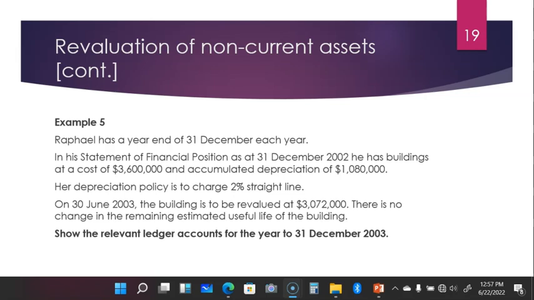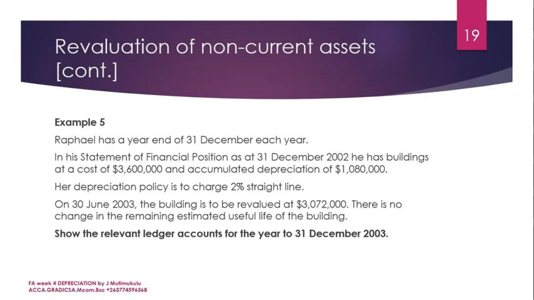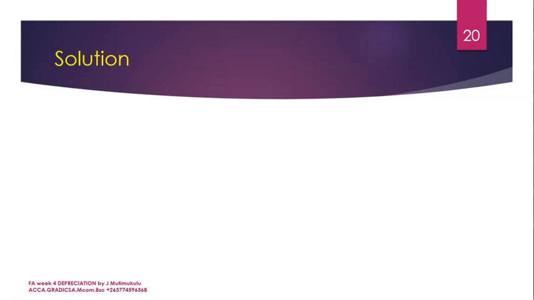There is no change in the remaining estimated useful life of the building. Which means the estimation of the lifespan of the building was just okay, but what is changing are the values. So show the relevant ledger accounts for the year to 31st December 20x3. That's the data, ladies and gentlemen. We just have to come up with our buildings account.